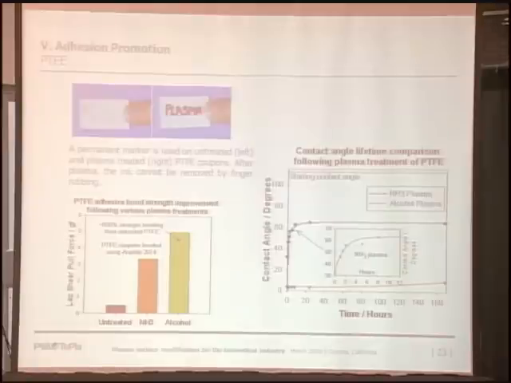So we developed a new method using an alcohol plasma. The adhesion strength improvement is much better. This graph here shows you the contact angle over time. We actually pulled a part out of our lab that we did a year ago. We still have contact angle of less than 20 degrees from a starting point of about 115.